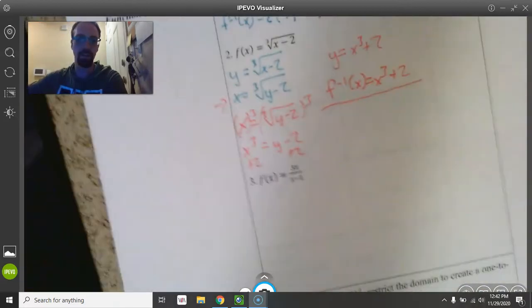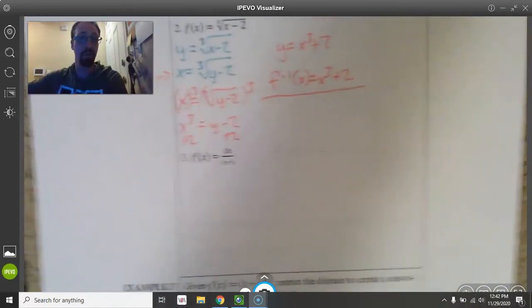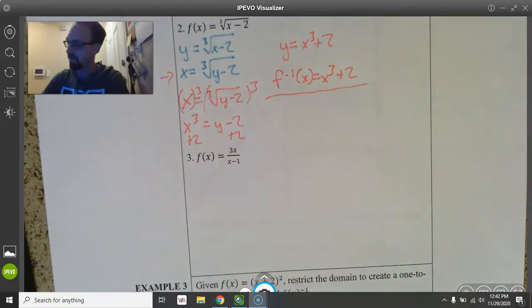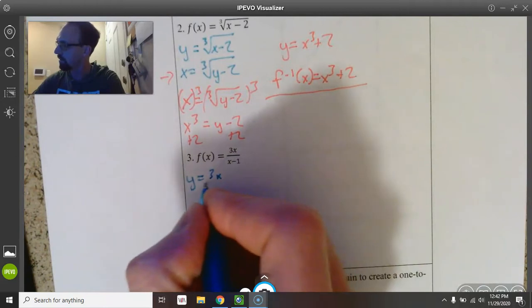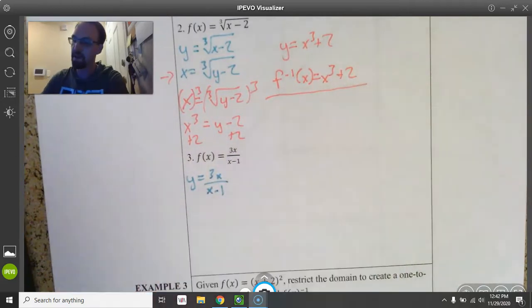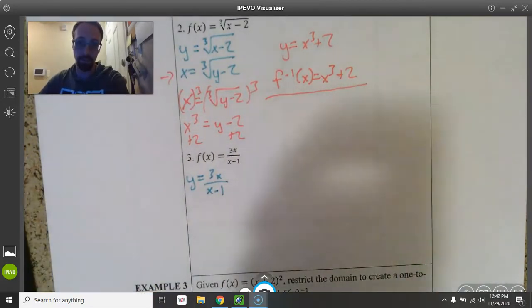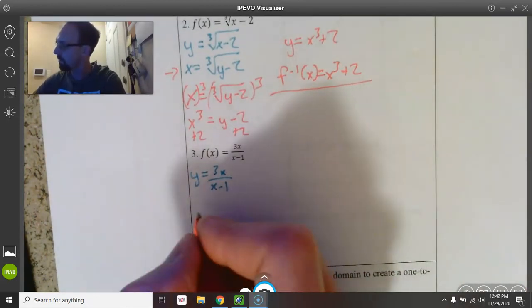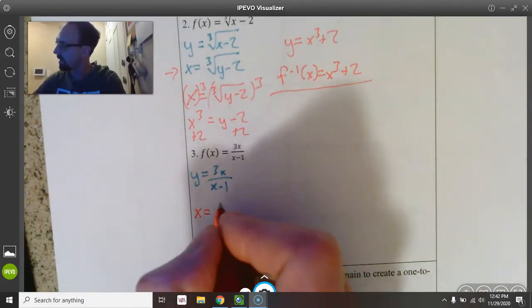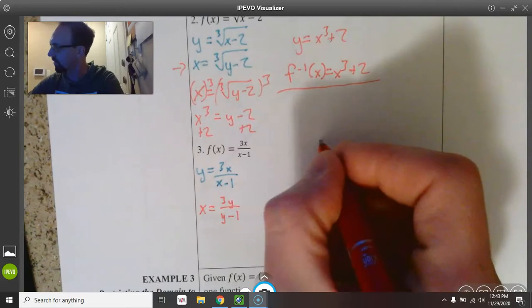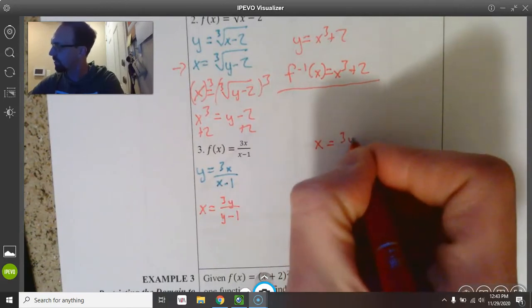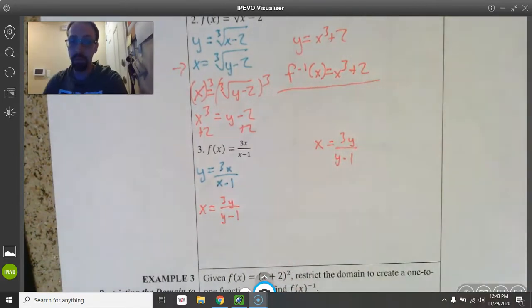With this one down here, number 3, it's a little bit different because we have to swap both of the values. So let's see what happens here. So first, y equals 3x over x minus 1. So now I'm going to swap both of these values. So y becomes x, and x becomes y. So first thing I want to do, again, I'm going to show it over here. X equals 3y over y minus 1. I want to multiply both sides by that y minus 1.